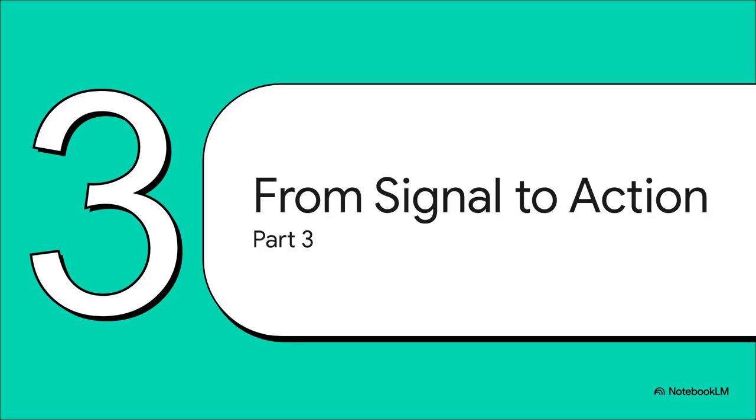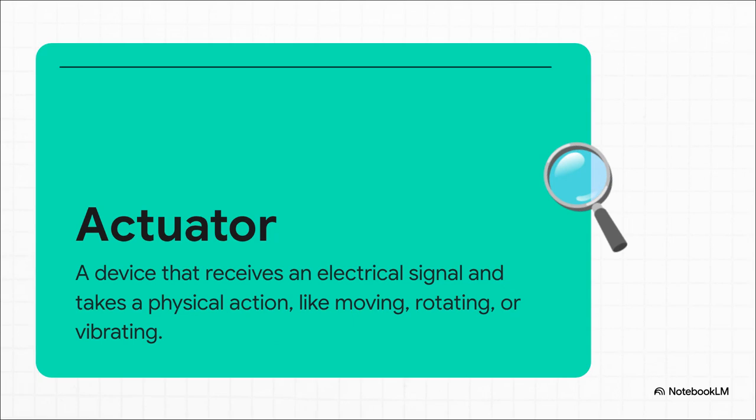Okay, part 3, from signal to action. So the sensor has sensed. The brain has thought. A decision has been made. What's left? Well, now we have to take that digital decision and turn it back into a real physical action out in the real world. And that is the job of an actuator.